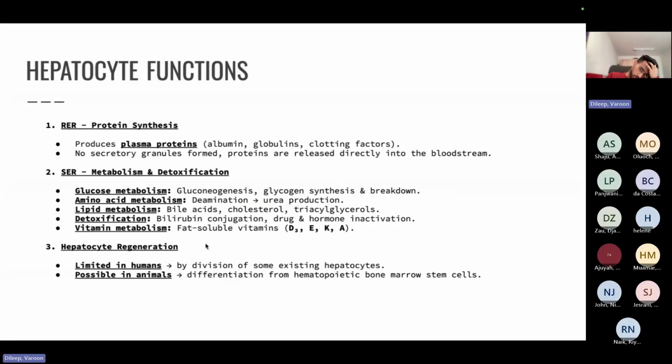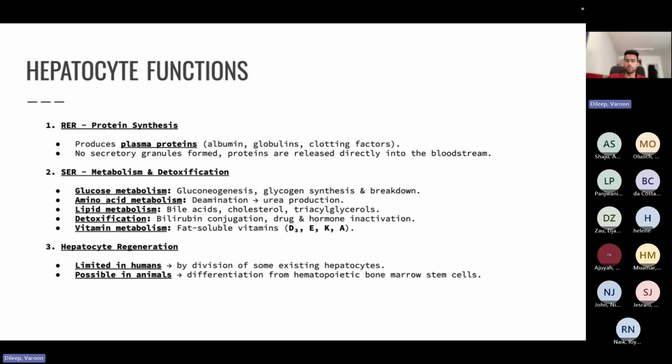All right, guys, moving on to some more theory about hepatocytes. First, let's talk about some basic functions of hepatocytes. They're involved in protein synthesis, metabolism and detoxification, and hepatocyte regeneration as well. Protein synthesis takes place in the rough endoplasmic reticulum, and it is involved in production of plasma proteins. These include albumins, globulins, and clotting factors.